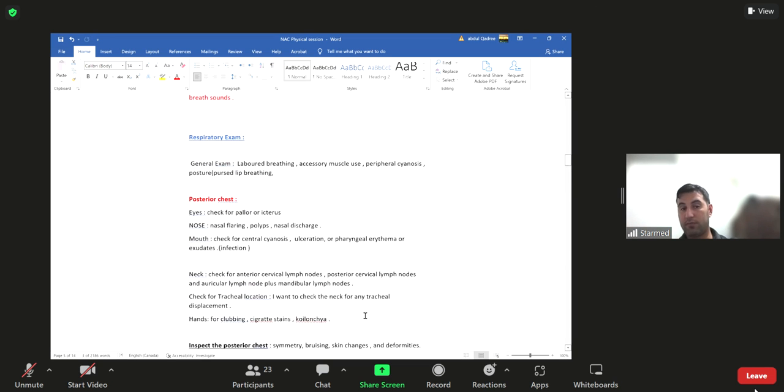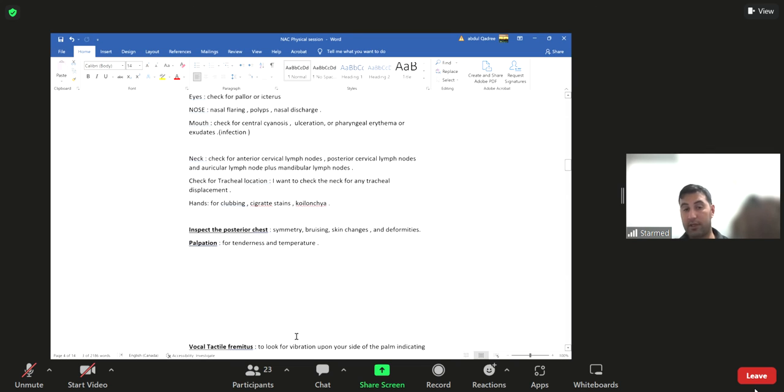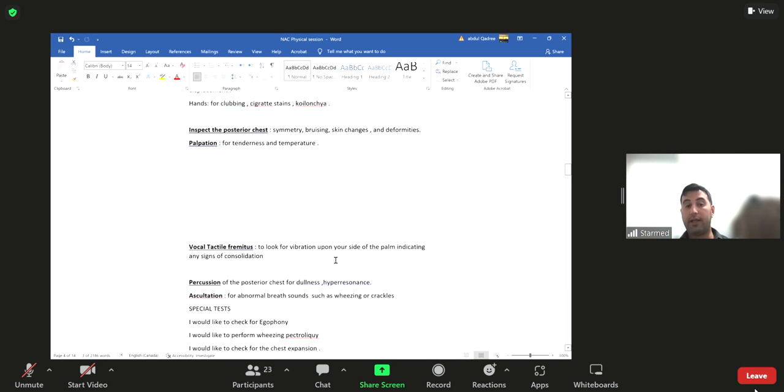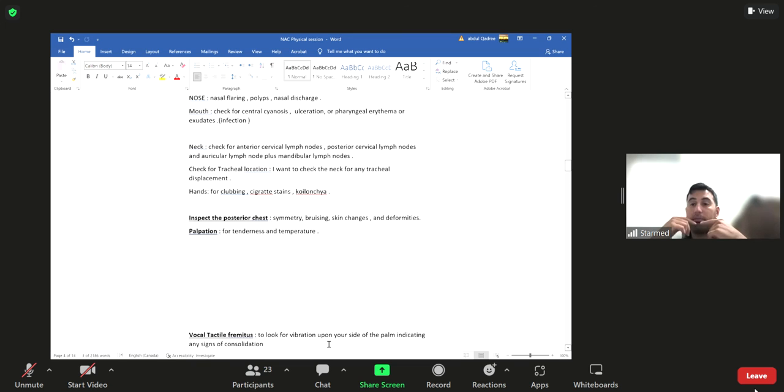Again, I will just go to the posterior chest. You can start from top to bottom, or go from the posterior chest first. You inspect the posterior chest by saying symmetry, bruising, skin changes and deformities, palpate for tenderness and temperature, and then do vocal tactile fremitus, and after that perform percussion, auscultation, and special tests. So this is good, and then you go to the eyes, the nose, the mouth, the neck, and the hands, and just check for peripheral edema.